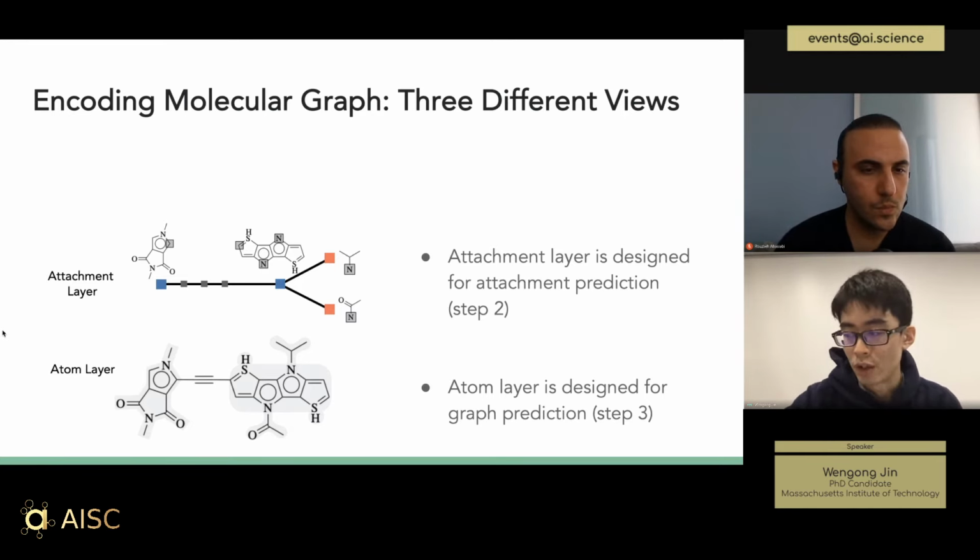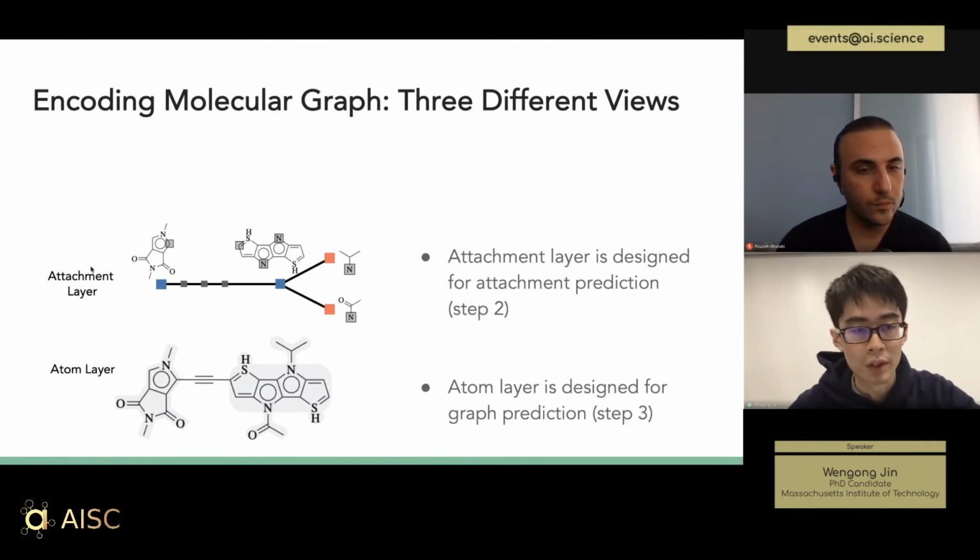So here, you can think of it as a graph pooling on top of this molecular graph. Each node here is a motif along with its attaching points.